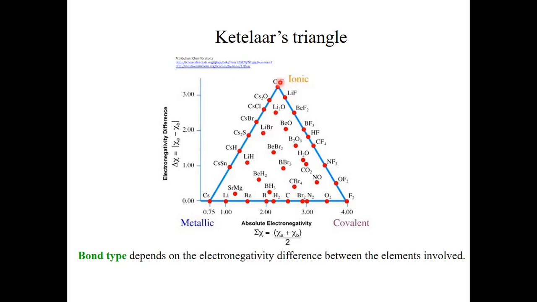Okay, so overall, you can see that the concept of electronegativity can make very nice quantitative predictions with regard to whether we would expect a metallic compound, a covalent compound, or an ionic compound.